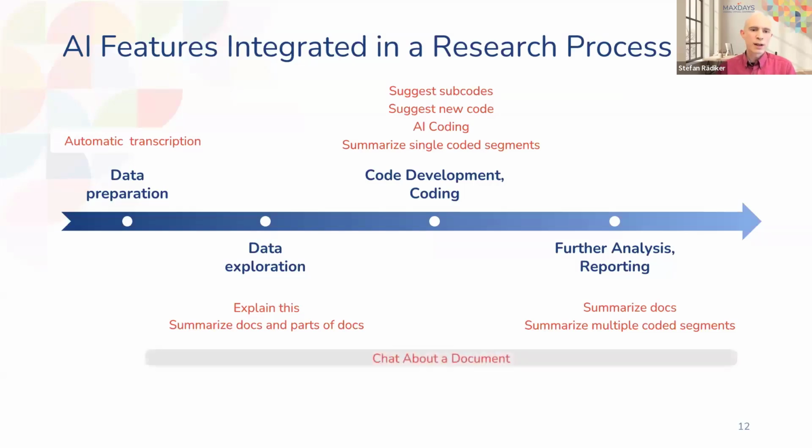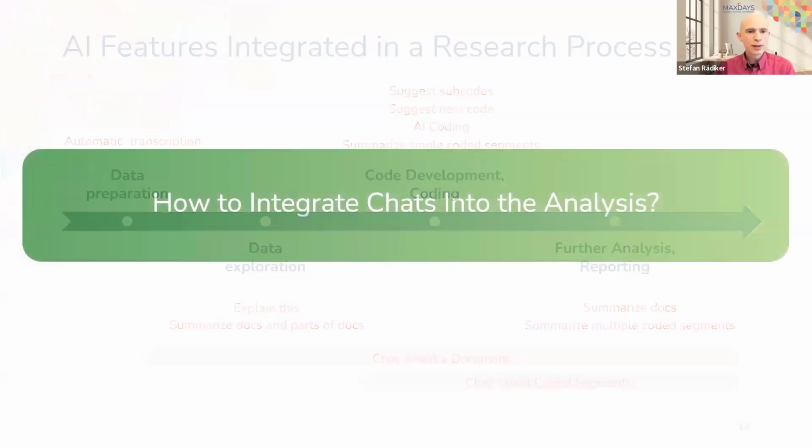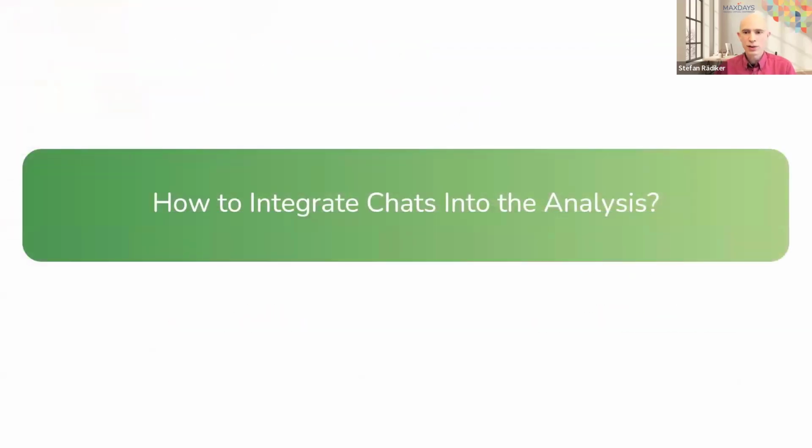But when we look at the chat about a document, we have to realize that this is a tool that could be used throughout a large period of our complete research process. This is a little bit true, but in a reduced form also for the chat about coded segments, because for this tool to be used, we need to code our data first. So this also brings in the next question: how to integrate those chats into the analysis.